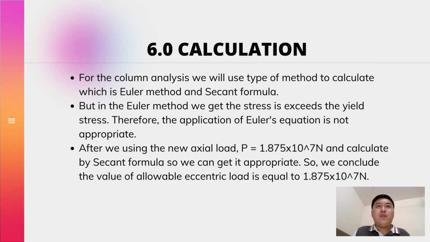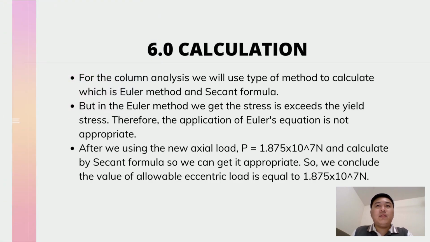Last but not least, for the column analysis, we will use two methods to calculate, which are the Euler method and the secant formula. But in the Euler method, we get a stress that exceeds the yield stress. Therefore, the application of the Euler equation is not appropriate. After we use the new axial load P equals 1.875 times 10 to the power of 7 Newton and calculate by the secant formula, we find it appropriate. So we conclude the value of the allowable eccentric load is equal to 1.875 times 10 to the power of 7 Newton.